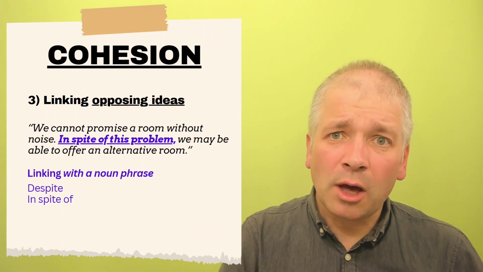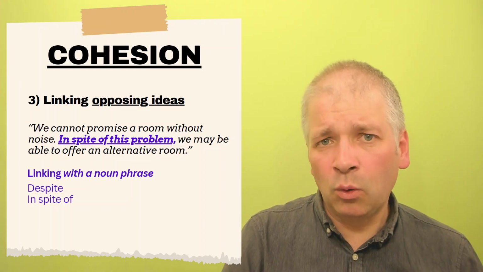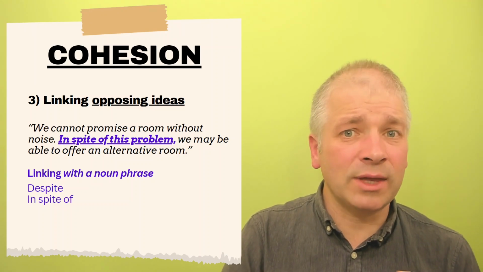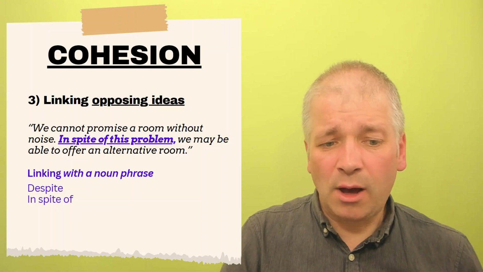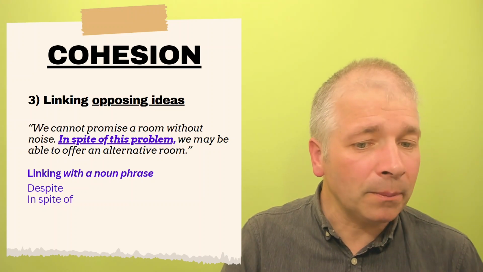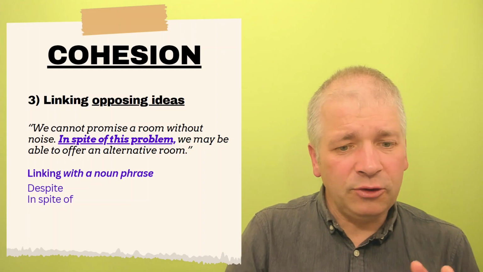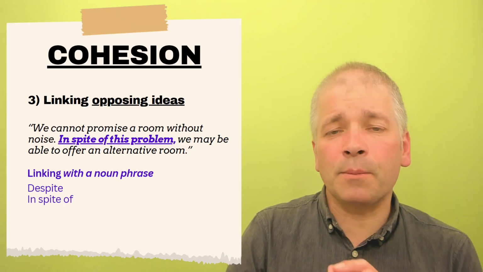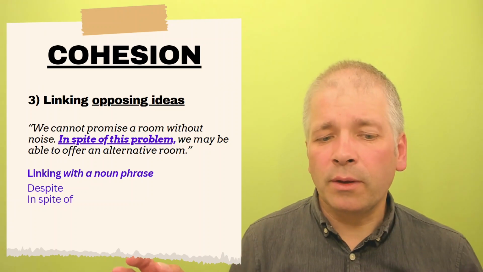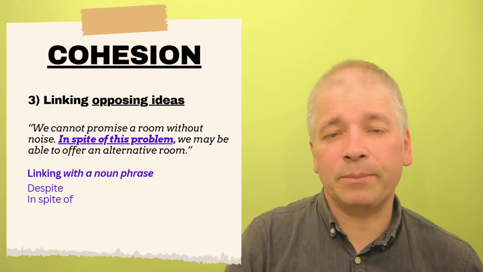Going further, we can also link with a noun phrase. The examples on the previous slide were all to do with clauses. But here we have an example of linking words that go with a noun phrase instead. For example, we cannot promise a room without noise. In spite of this problem, we may be able to offer an alternative room. So in spite of introduces the noun phrase, this problem. So we have noun phrase, comma, clause, and phrases such as despite or in spite of can do this.